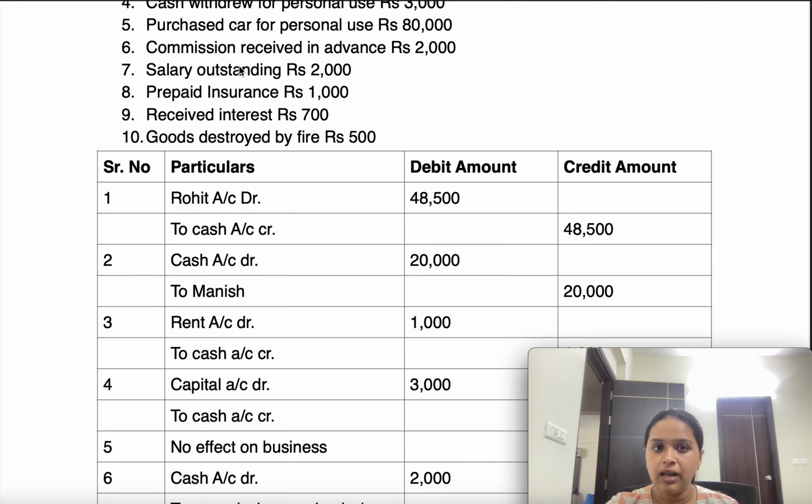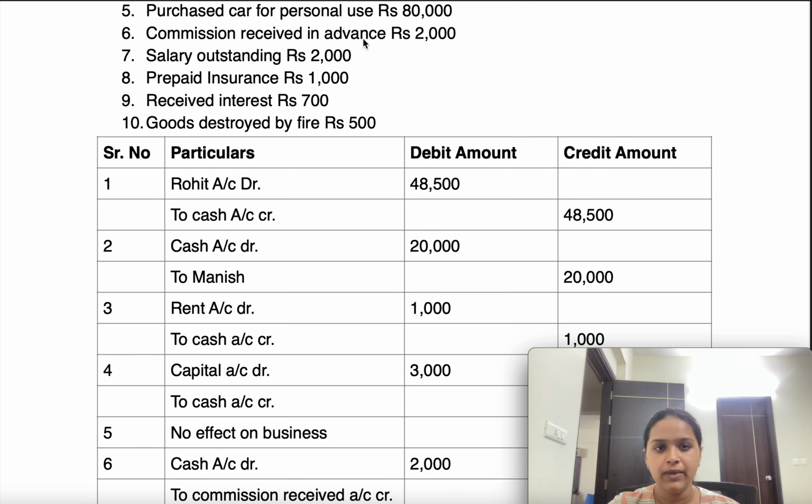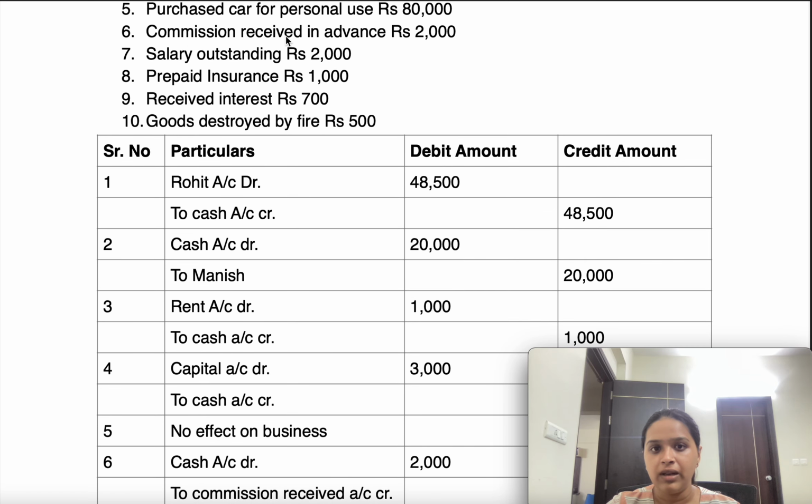He has purchased a car for personal use. Because he has purchased some car for his personal use, for that we will not post any journal entry. It will not impact the business anyway. Okay. He has received some commission in advance of rupees 2000.